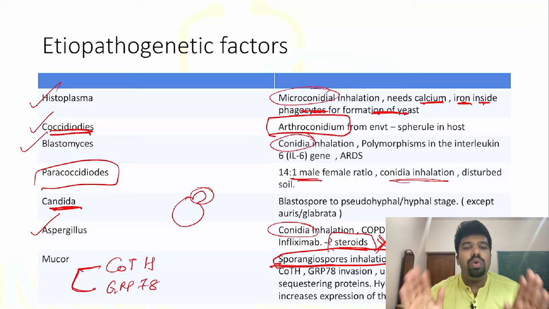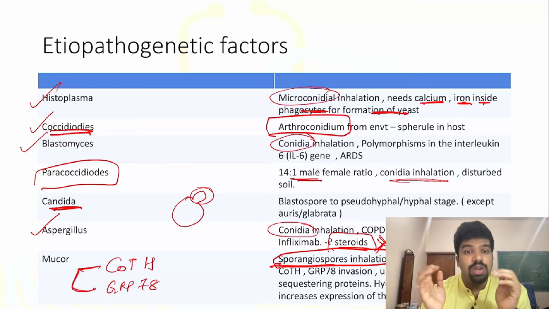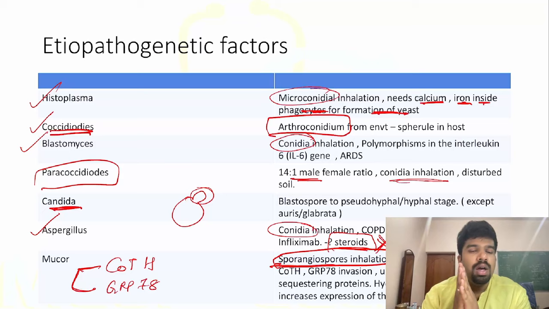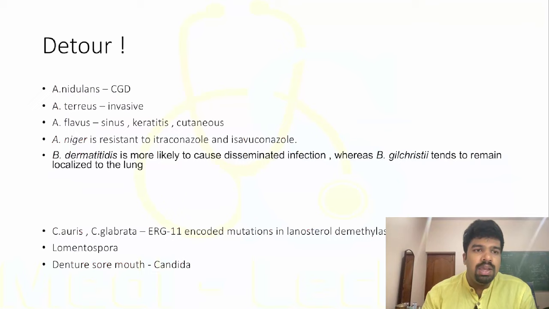But nonetheless, you have to understand the three main important pathogenetic mechanisms, which spores are in which fungi, and what are the most important clinching features in each fungus. Okay, now let's take a detour. We have understood the common principles everywhere. Let's learn about a few fungi that have very classical features.